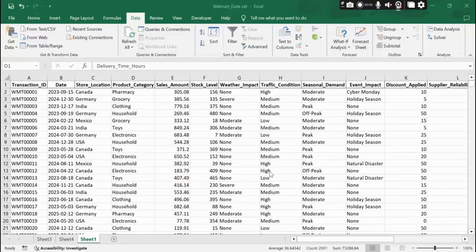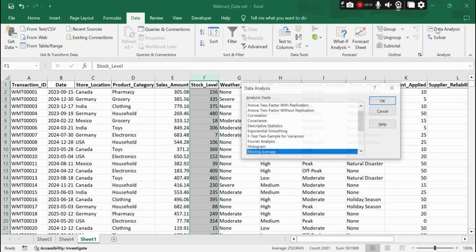In this video, we are going to find out how we can do data analytics using descriptive statistics. In this given data sheet, we will find the descriptive analytics for sales amount, stock level, and delivery time. Basically, we are finding the descriptive statistics, that is mean, median, mode, and standard deviation, through the data analysis given here.